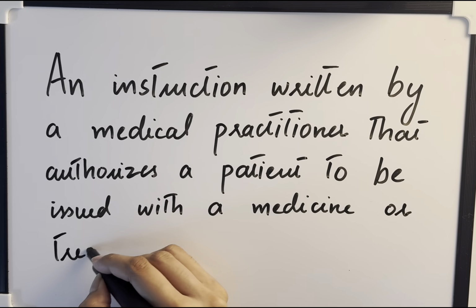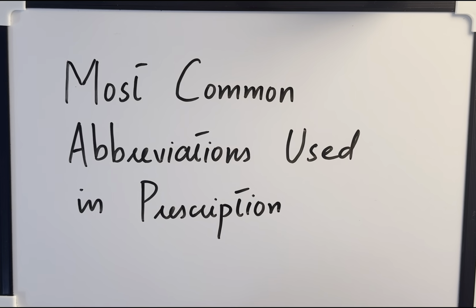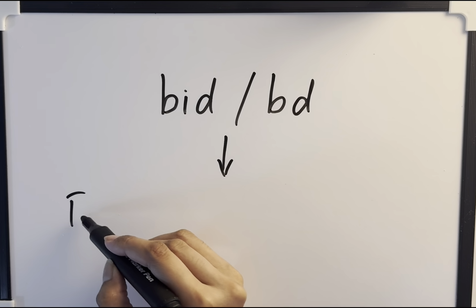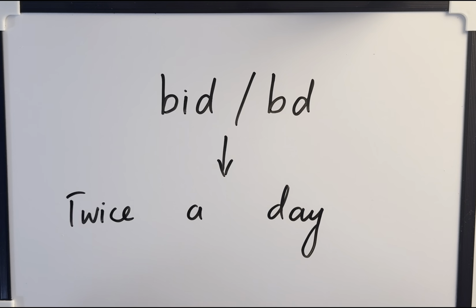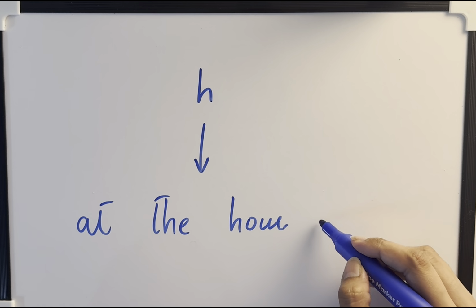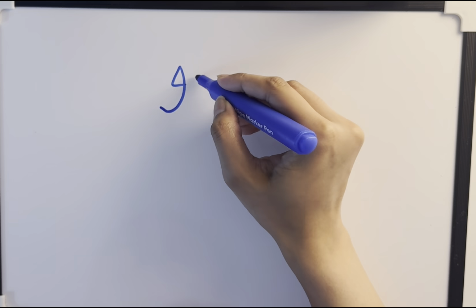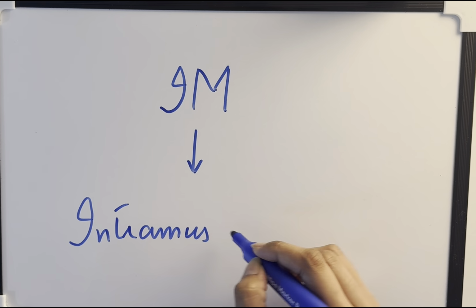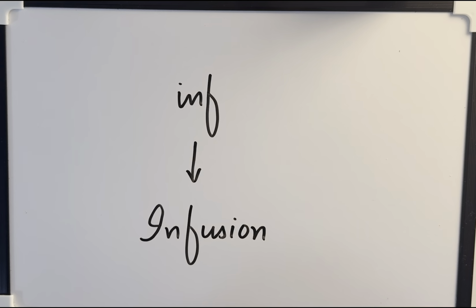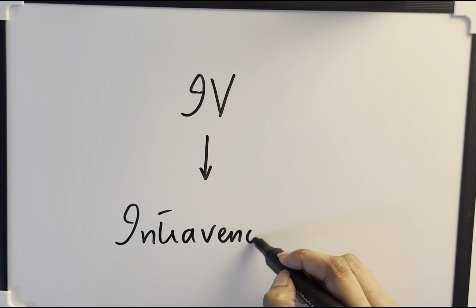So let's move toward the most common abbreviations used in prescription. What is BID? BID is twice a day. What is H? H is at the hour of. What is HS? At bedtime. What is IM? Intramuscular. INF is infusion. INJ is injection. IV is intravenous.